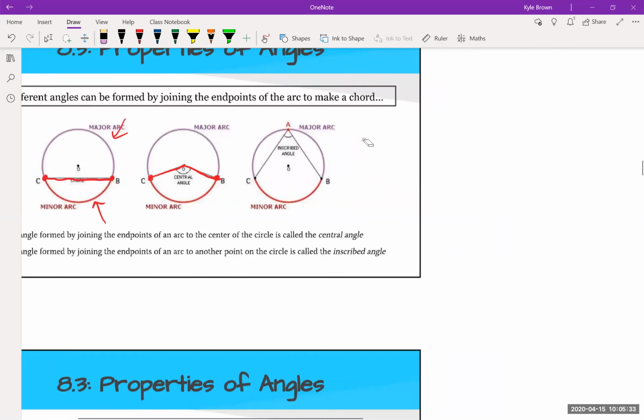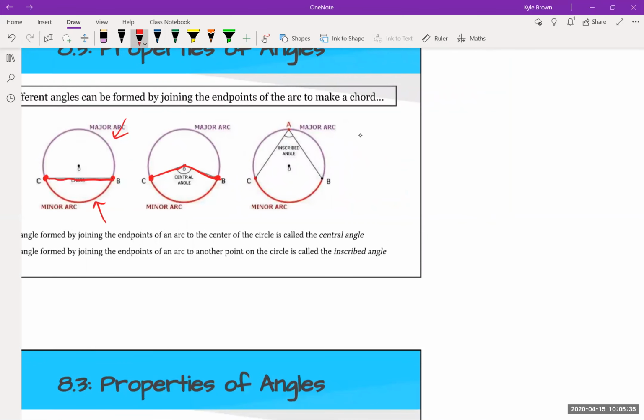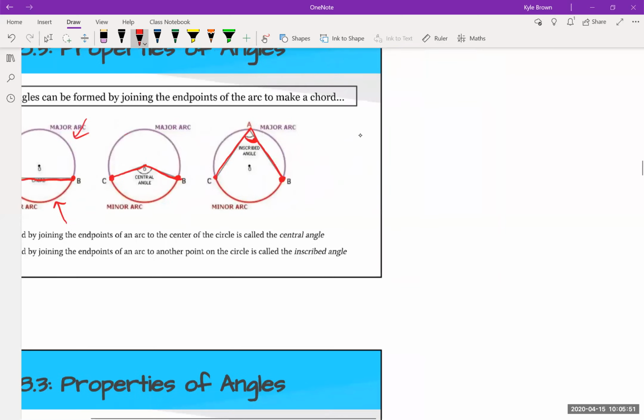Okay, next one. Again, from point C to point B, if I drew a line to any other point on the circle, in this case to point A, then it's going to make an angle between those things, and that's called an inscribed angle. And it can be anywhere on there.